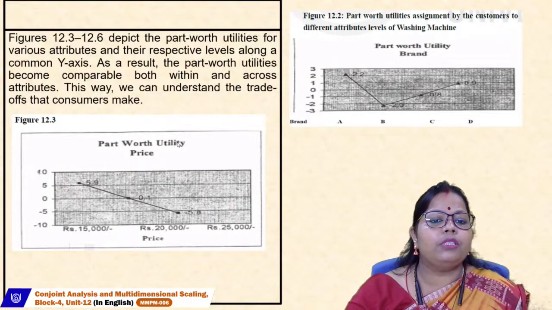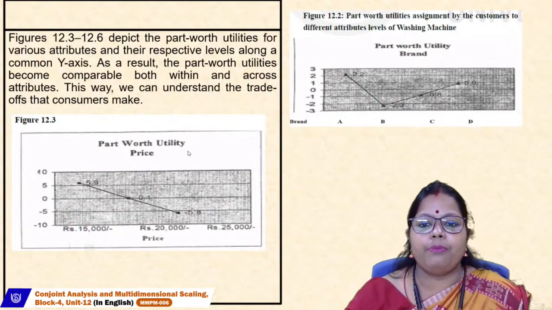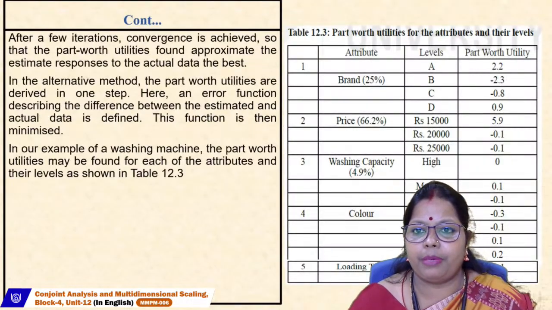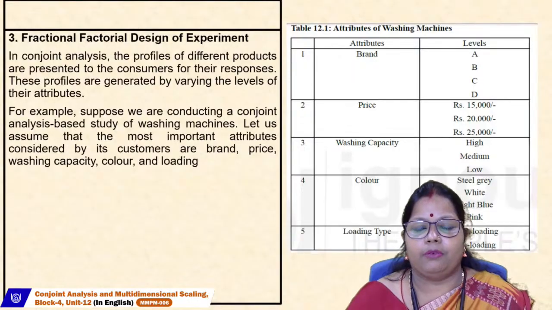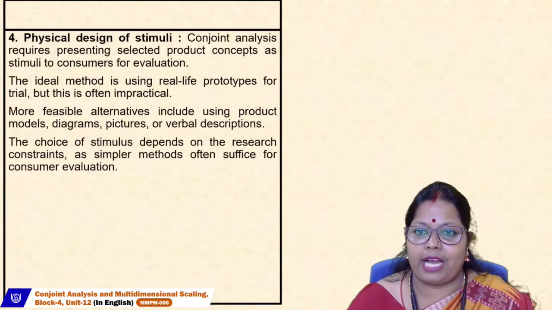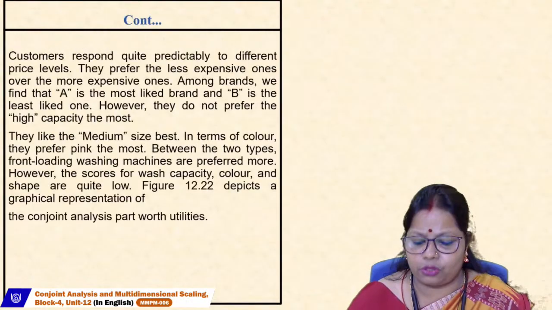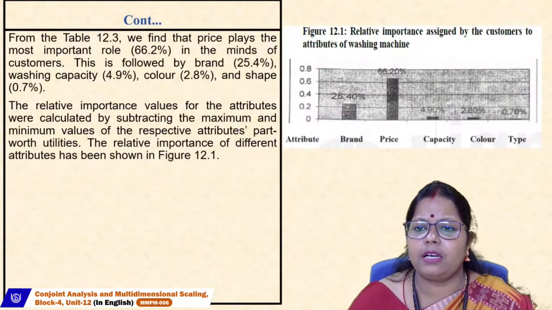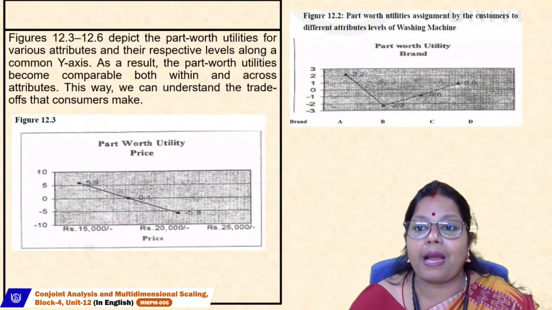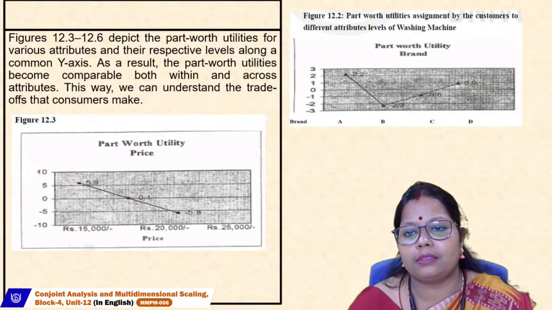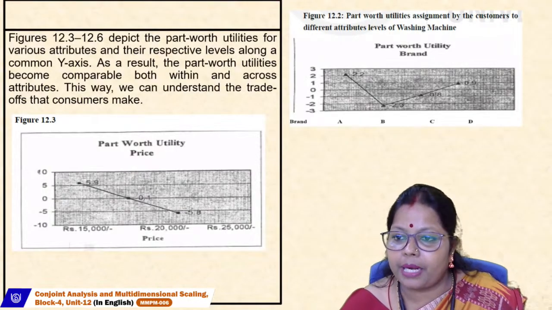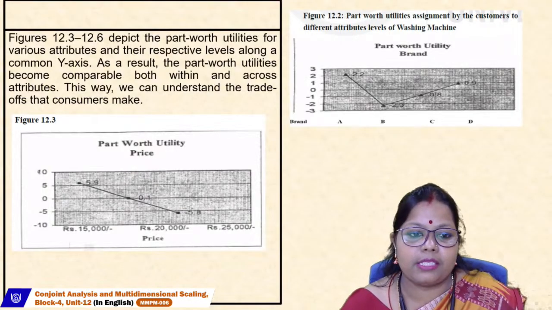And coming to the part worth utility of price. As we have five attributes in our first table, if we remember, we have five attributes: brand, price, washing machine capacity, shape, and loading type. So we have already discussed the attributes. It is the combined impact of all attributes. But then we discussed the part worth utility of brand. We found that brand A is highly popular, the second is 0.9 that contains brand D, then C, and the last one is B.